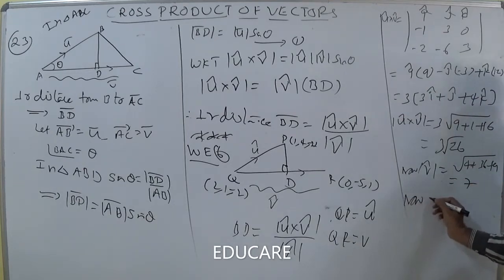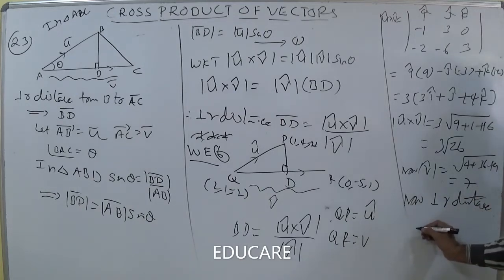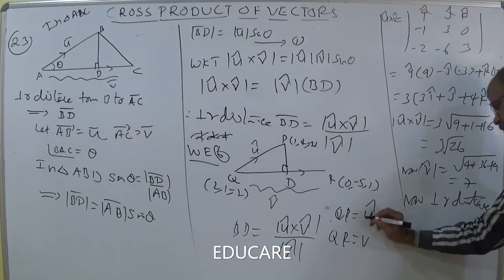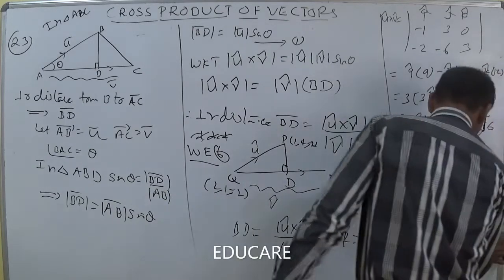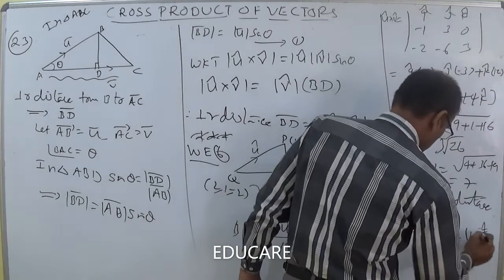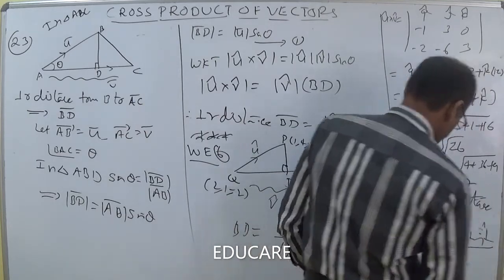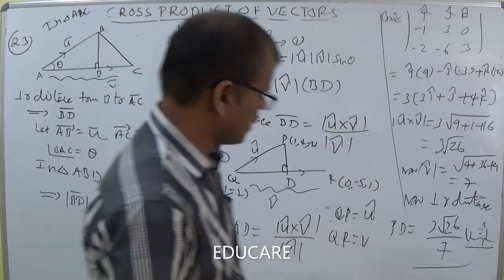Now the perpendicular distance from B to the vector QR, BD. So PD here, PD is equal to, you can write the answer, 3 root 26 by 7. If it is given in length, if meters are given, you write meters, or simply you write units. 3 root 26 by 7.